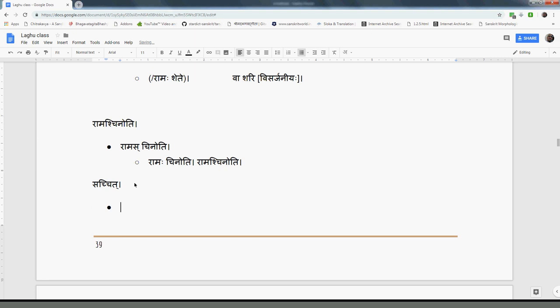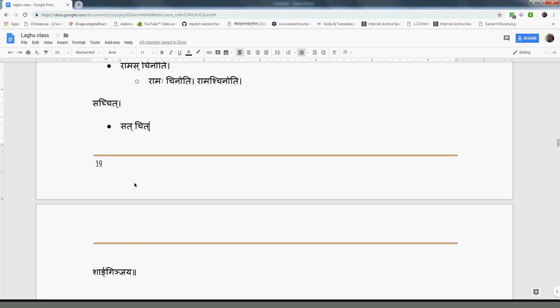Next example is Sachit. Sachit is Sat and Chit. So what is the sandhi between takara and chakara? Chakara is chu and takara is stoh. Earlier two examples had sakara as the sthani. Here the example is with takara as the sthani. When a ta varga letter comes in association with a cha varga letter, it will take a cha varga adesha. Therefore, it will become Sachit.